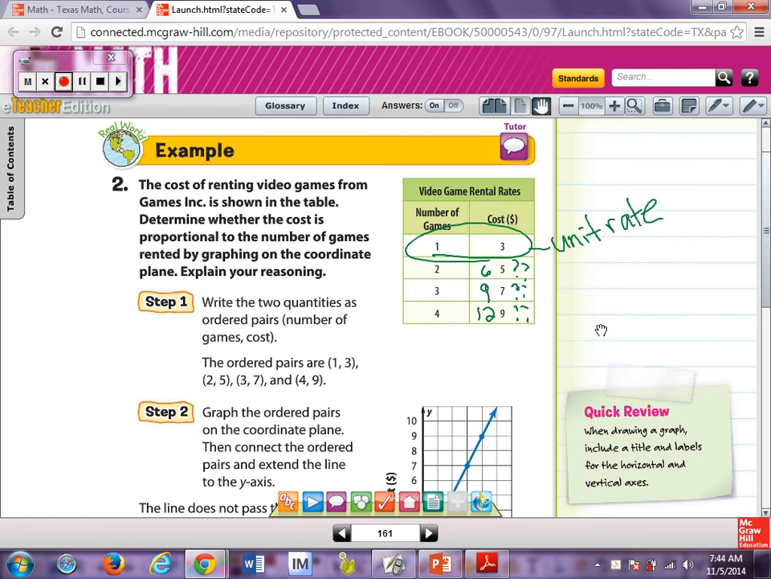Also, another way to always check your answer if you're still not sure is to look at the ratios. We have $3 for 1 game. Is that equal to $5 for 2 games? And to $7 for 3 games? And $9 for 4 games? 3 to 1 can't be simplified. 5 to 2 can't be simplified. 7 to 3 can't be, and 9 over 4 can't be either. None of these are equal to each other, and none of them simplify into anything else that looks remotely like each other. So I know these are not proportional.